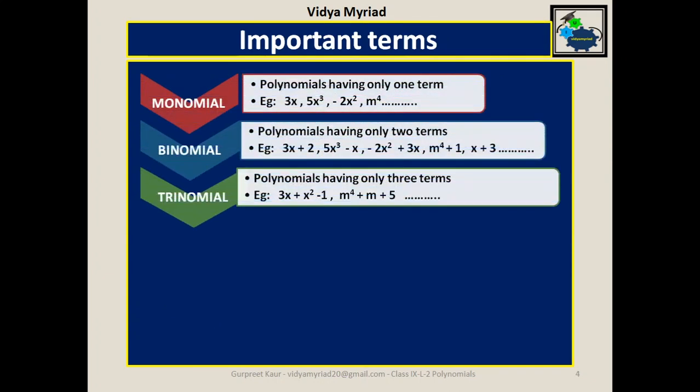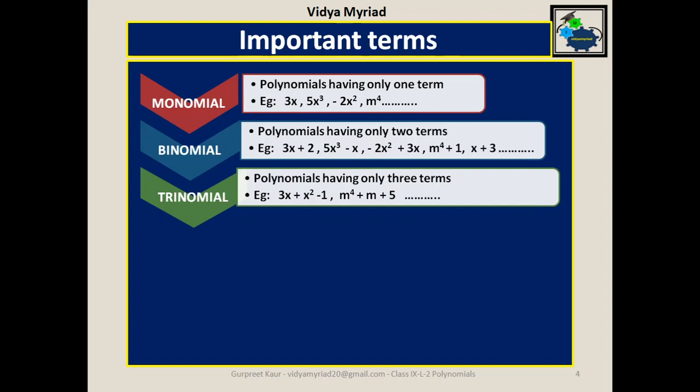Next, about monomial, binomial, trinomial. As the word itself explains, mono means one term, bi means two terms, tri means three terms, irrespective of the powers. We are just considering the number of terms. In a monomial, there is only one term present, with different powers. You will ignore the powers and see that it has only one term.